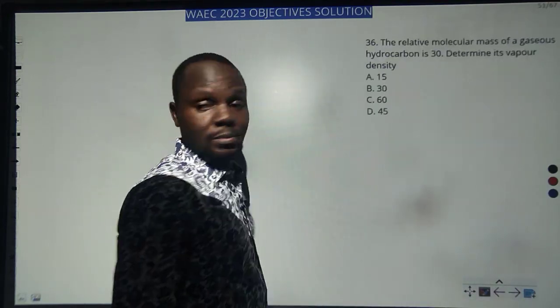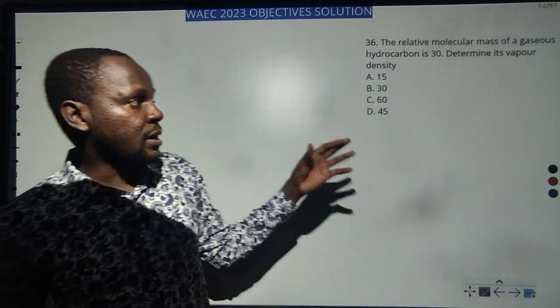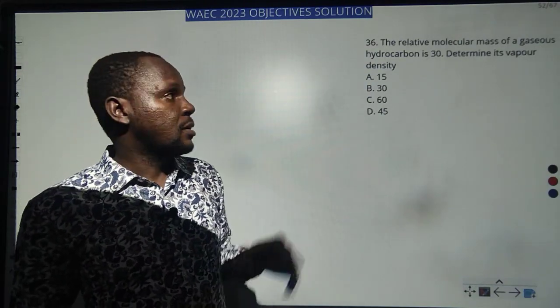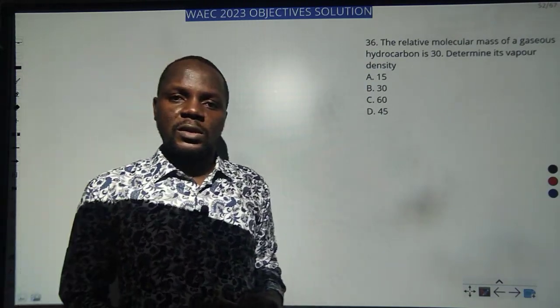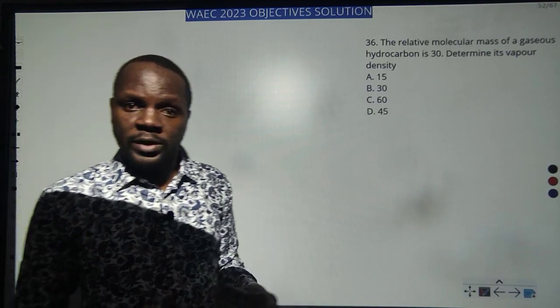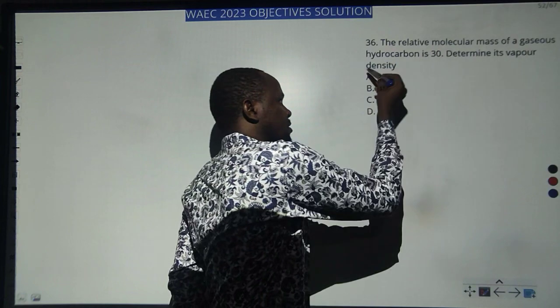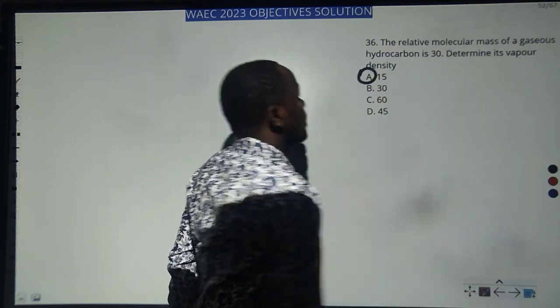Now I go to the next one. Please check the question for me. The relative molecular mass of a gaseous hydrocarbon is 30. The vapor density is what? Remember, relative molecular mass is twice the vapor density. So vapor density will be half of 30, and that is 15.